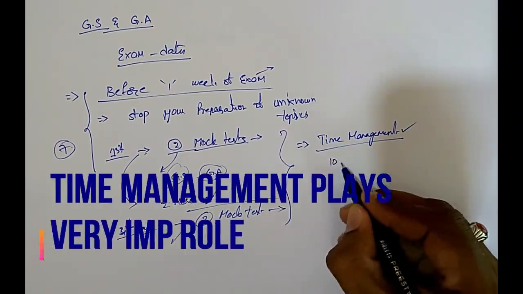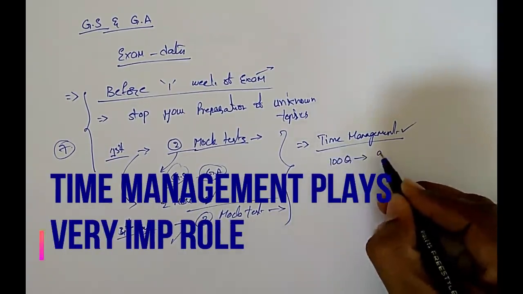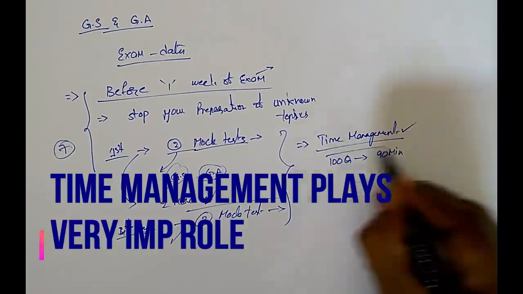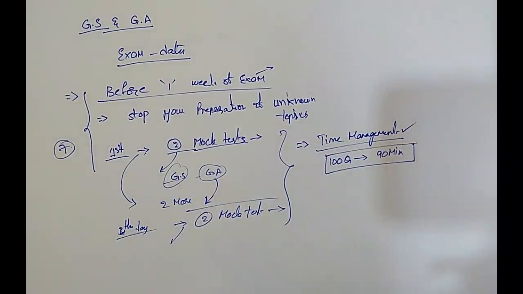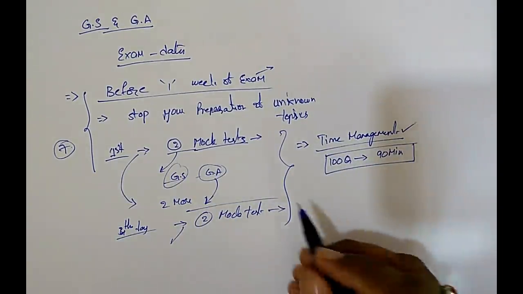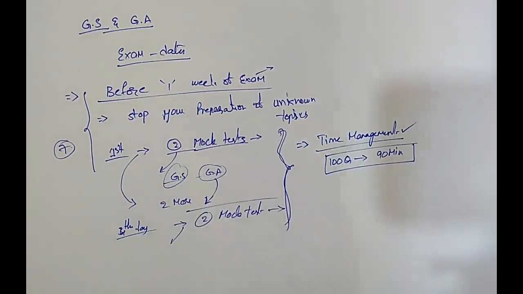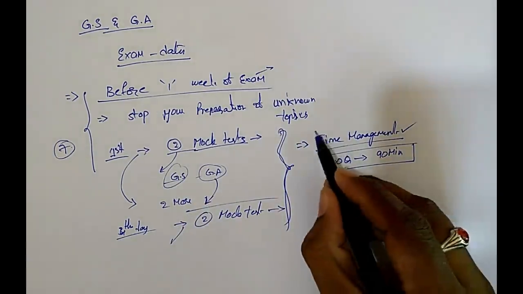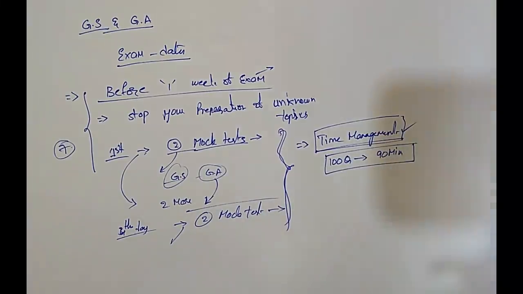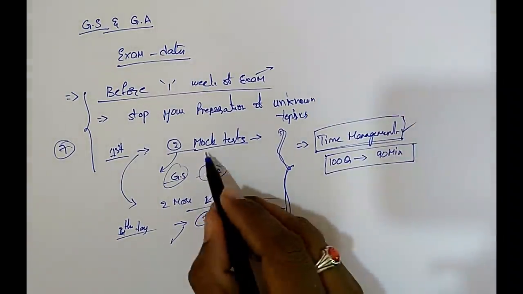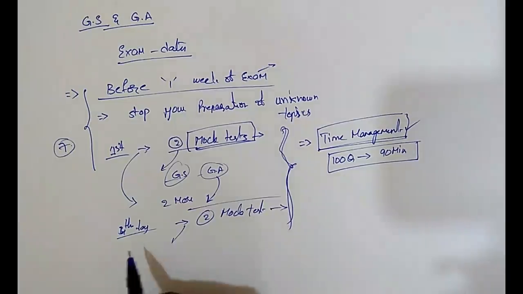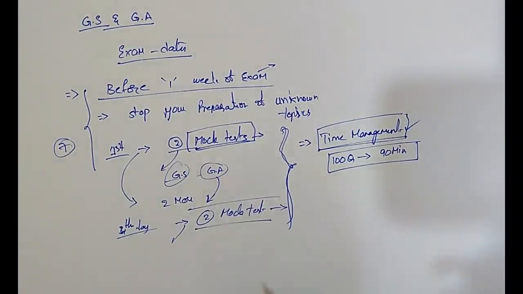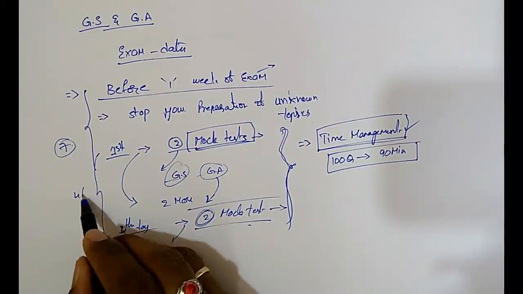Why? Because here you have to attempt 100 questions within 90 minutes. So time management is the most important, and you will get the idea when you write the mock test. This is the most important. So all the students must try full-length mock tests, and on the fourth day you have covered another 2 mock tests. Then 4 days are already completed.